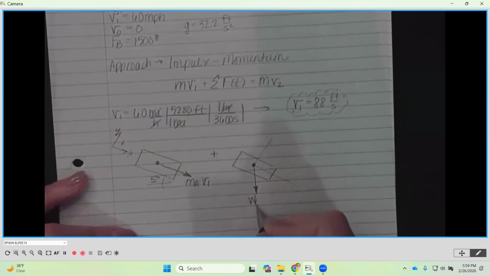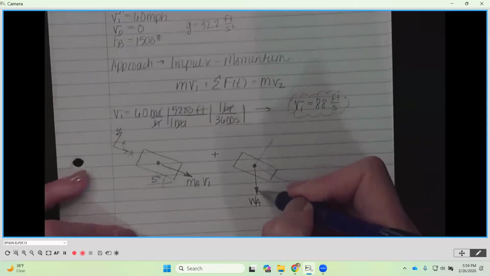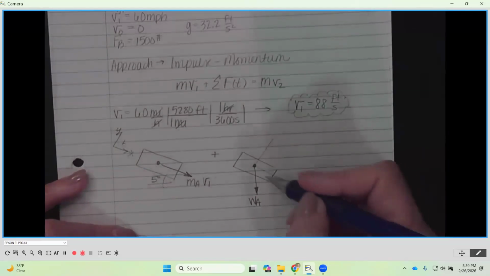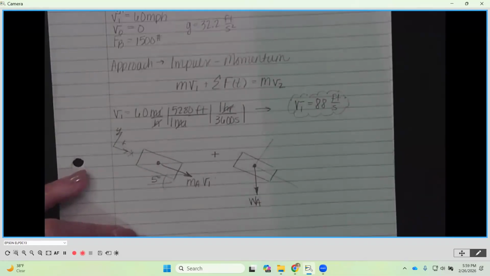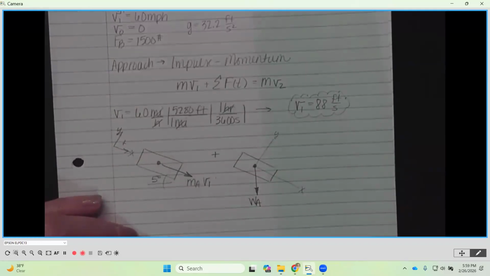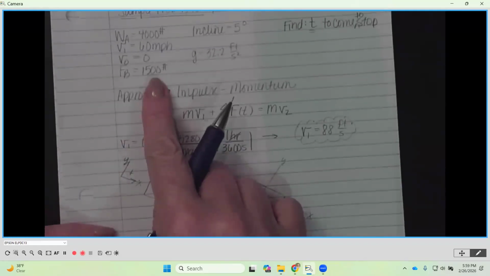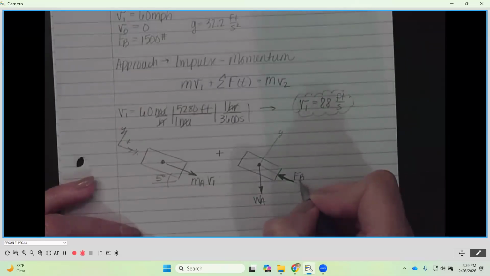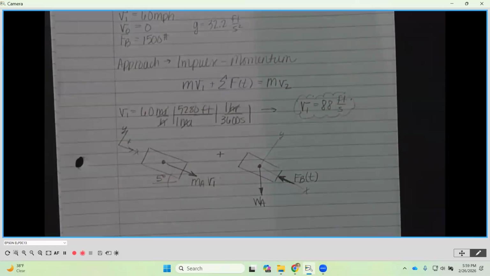This is going to be our WA, and that will be vertical because even though we have our X and our Y axis tilted, our weight will always go down towards the center of the earth. So it's going to be offset from that axis system, so I'll just put Y and X here. The other force that is acting is going to be that braking force. Since the automobile is going down the incline, the braking force is deterring that motion. So our FB times T will be right there.